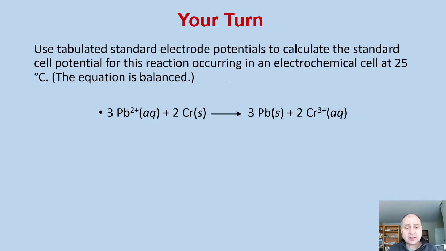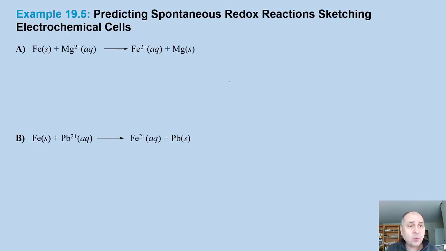And you can practice that yourself with a chart. You can calculate the electron potential of this reaction. You should be able to tell me whether it's spontaneous or non-spontaneous. And so let's practice a few more.